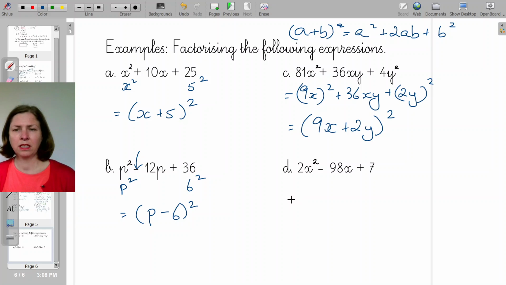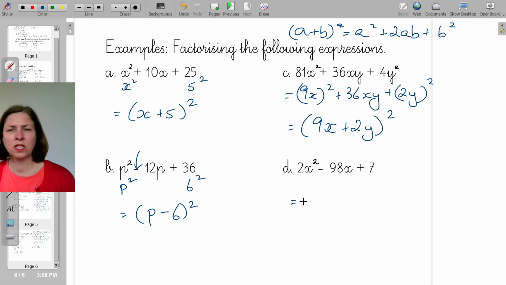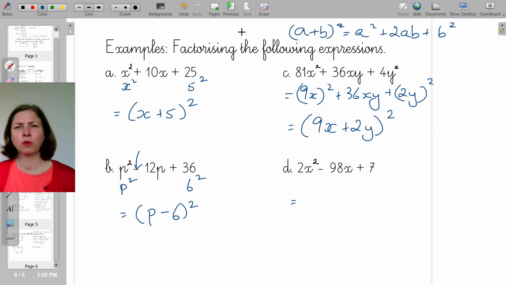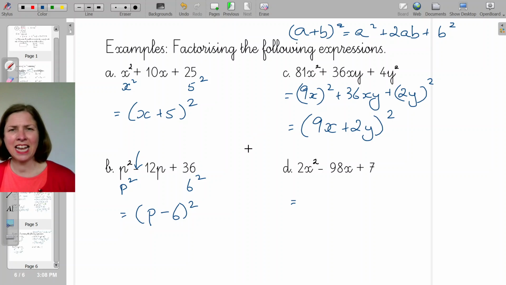And the last one, oh, I think I made a mistake on this one. Yeah, let's ignore this one because I made a mistake when I was writing the question. Okay, so that's the end of our video on factorising using expansion patterns.